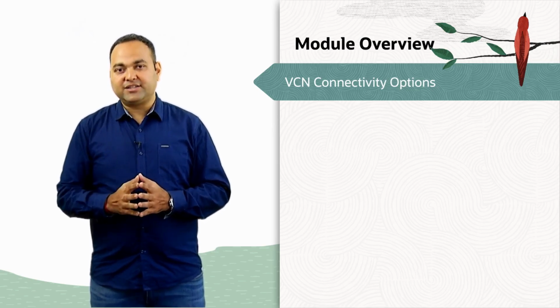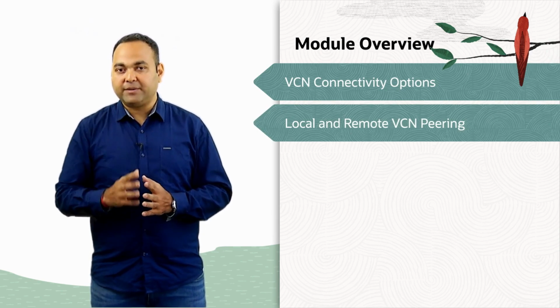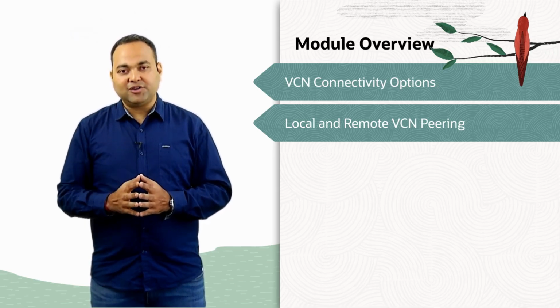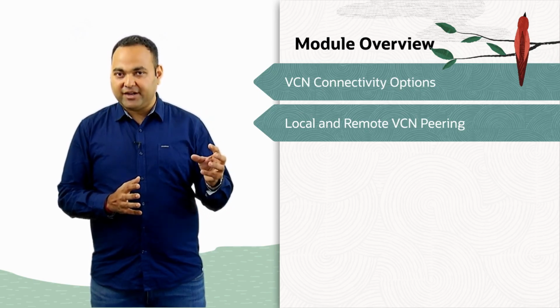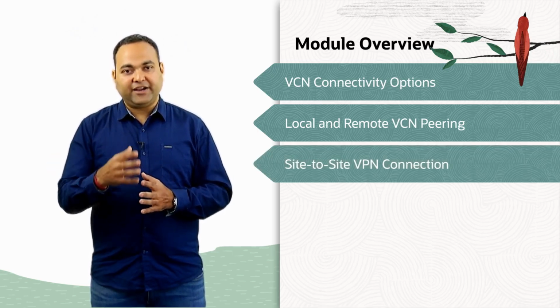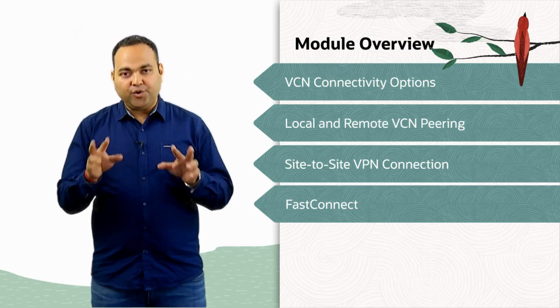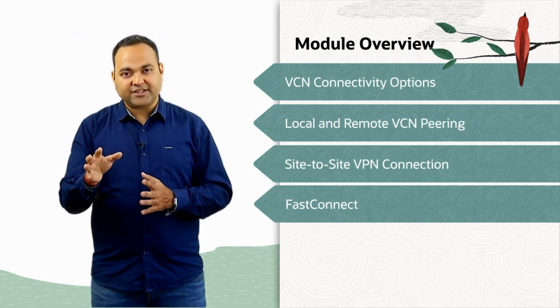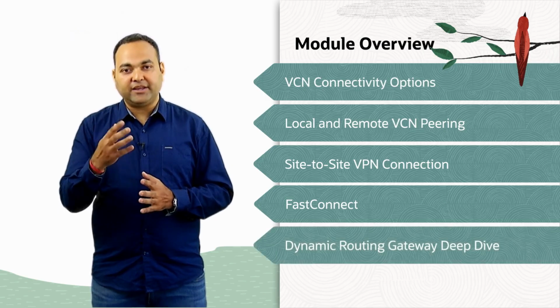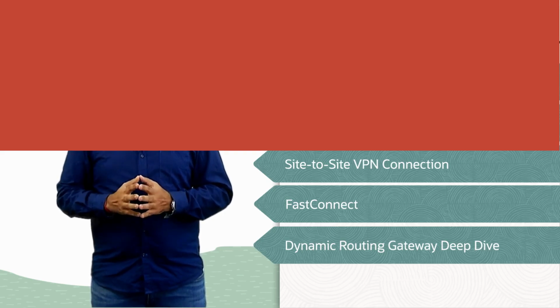The first one is the concept of local peering, and then we have the concept of remote peering. And after that, we will also look at the options with respect to connecting an on-premises environment with your VCN. And for that, there are two options. The first one is site-to-site VPN connection, and the second one is Fast Connect. For both site-to-site VPN connections and Fast Connect, you require a dynamic routing gateway. So in this module, we'll also do a deep dive on dynamic routing gateway. So let's get started.